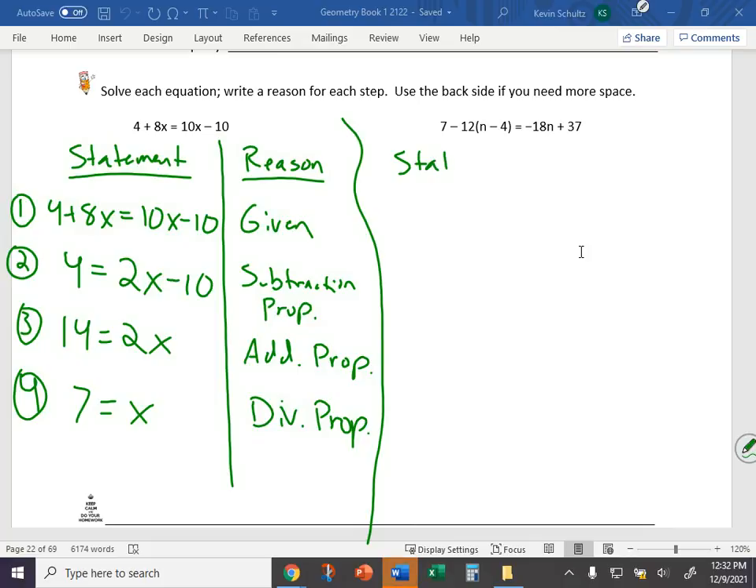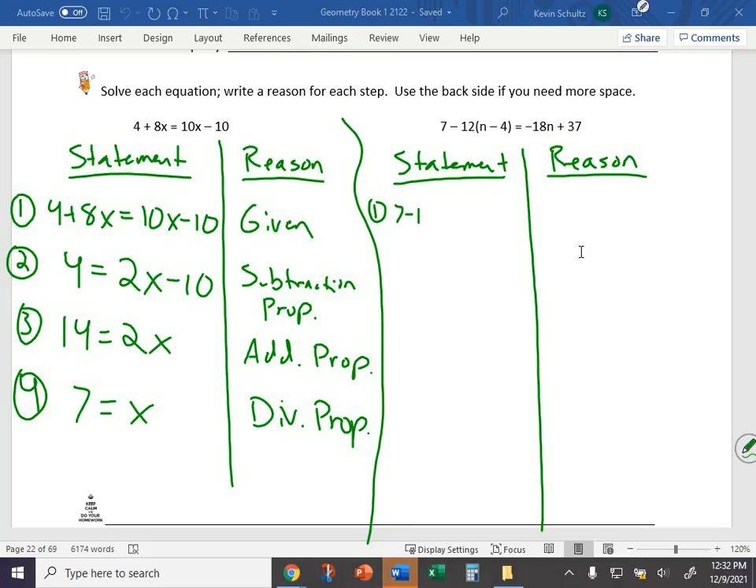We've got our statements. And we have our reason. Number 1, 7 minus 12 times n minus 4 equals negative 18n plus 37. I have a habit, you'll see this, that I never leave myself enough space for the statement. So I apologize for that, but this is the longest that the equation is going to look here. So 7 minus 12 times n minus 4 equals negative 18n plus 37. Why do we know that? How do we know that? It's given to us. Okay.